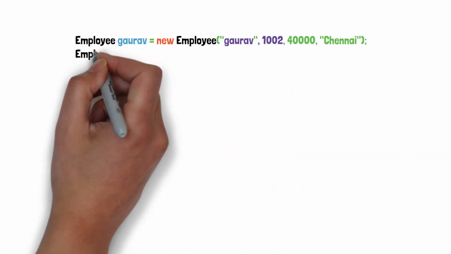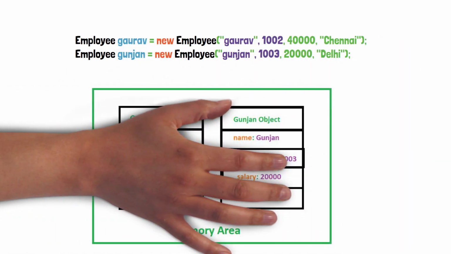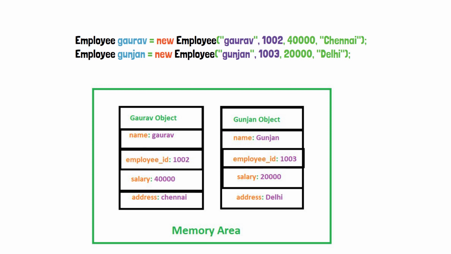Now here with this one employee class, we can make any number of employee records. This is about Java class and object.